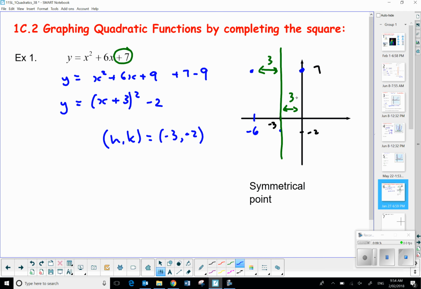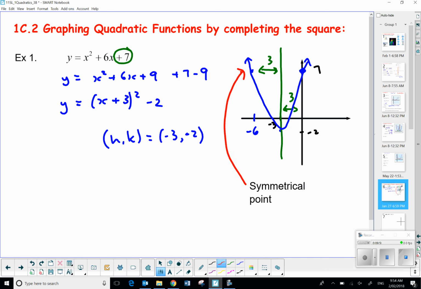It'd be easy if I also worked out the x-intercepts, but I'm not even going to worry about that for the moment. All right, so I can sketch it using the vertex, the y-intercept, and what's called the symmetrical point. So this here is the symmetrical point because it's reflected around that vertical line, the axis of symmetry.